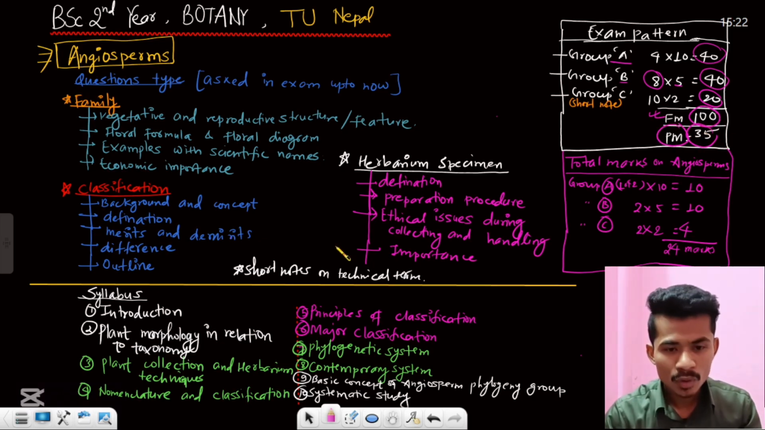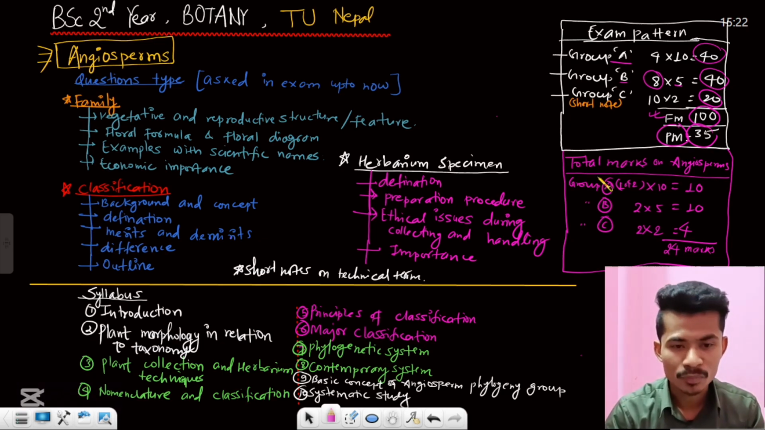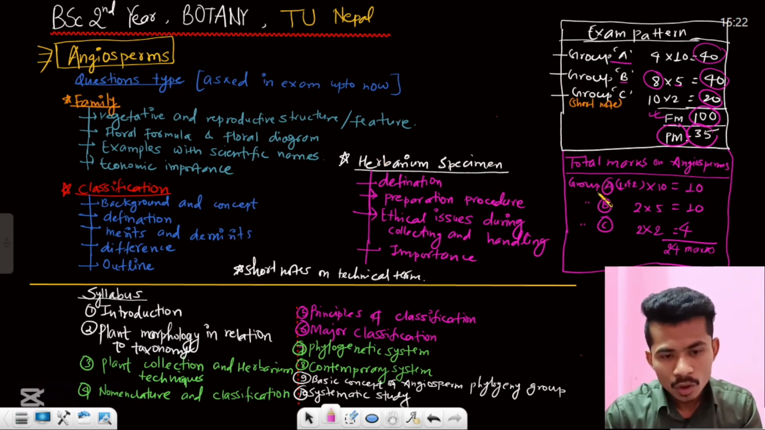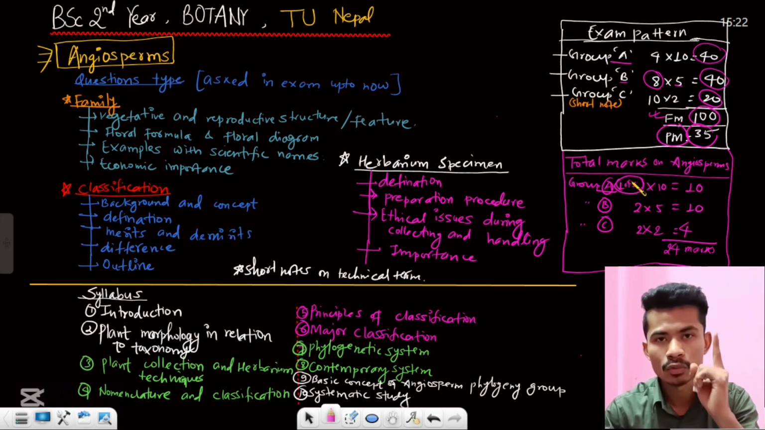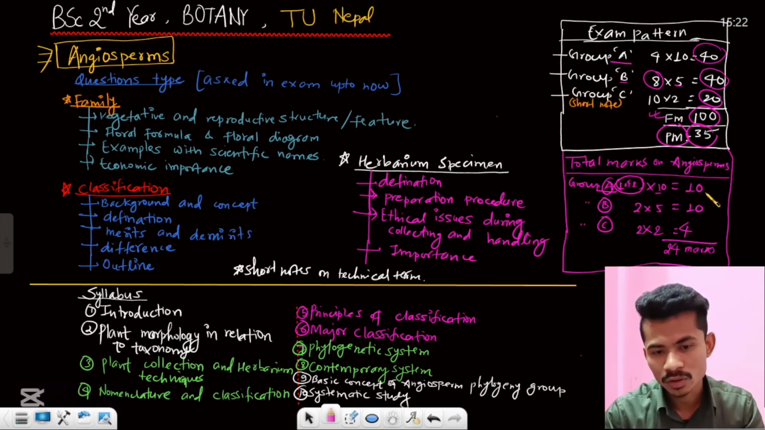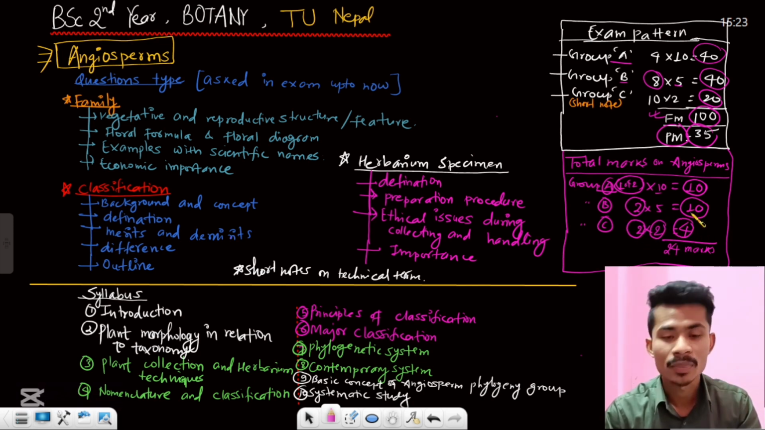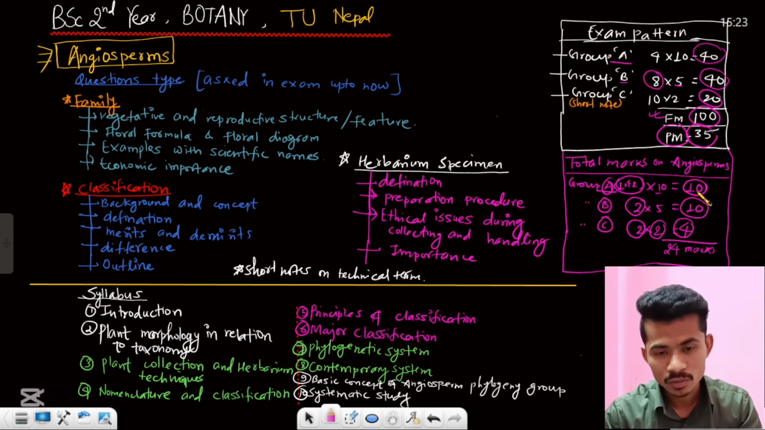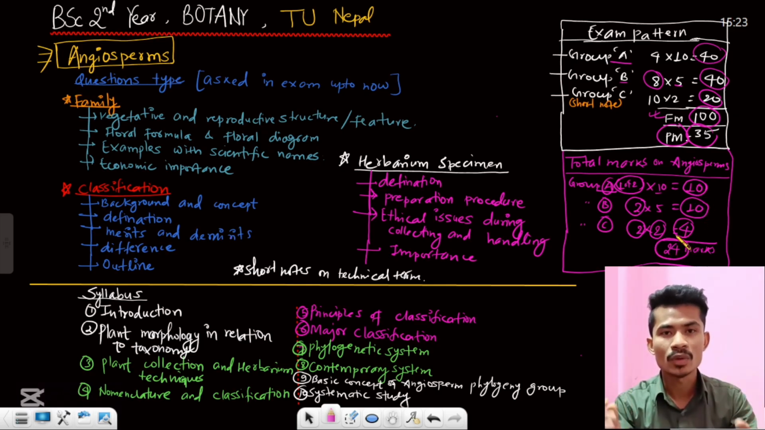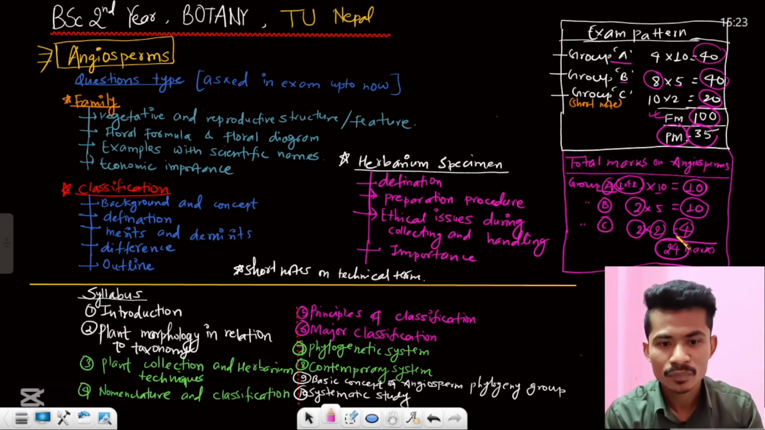Now let's see the total marks on angiosperms. In Group A, we get 2 questions, out of which we have to do 1 question, 1 into 10, 10 marks. In Group B, we get 2 questions, 2 fives are 10 marks. In Group C, we get 2 questions, 2 marks each, which is 4 marks. The total is 10, 10, 20, 24. From the angiosperm chapter, we get 24 marks in the exam.